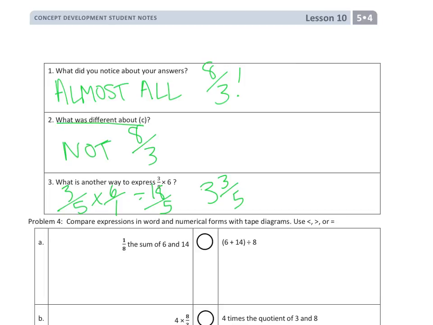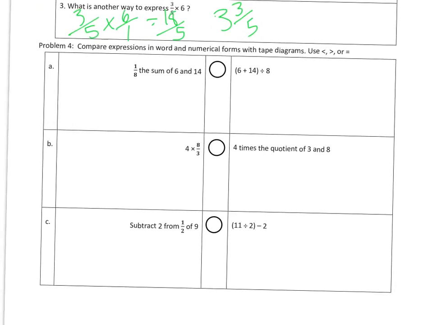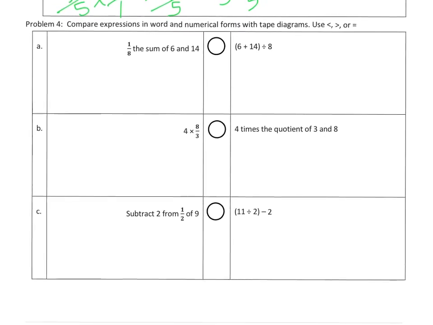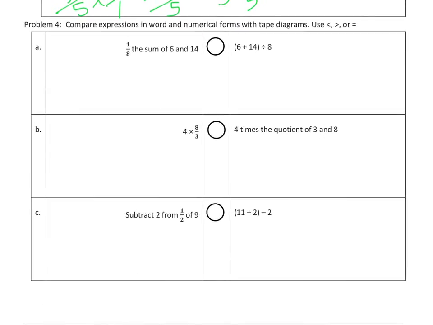All right, here's the last section of our notes today, guys. So you're going to compare and tell me which one is bigger. So I want you to do this on your own, and once you finish, bring it to me and I'll check it out. Good luck.